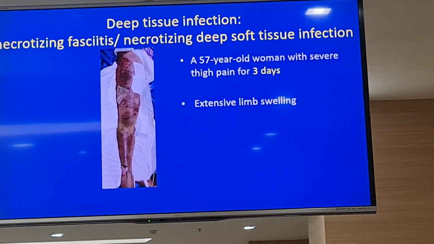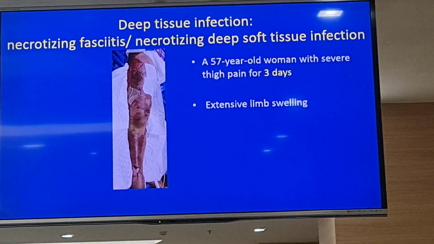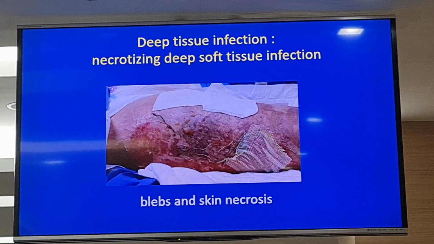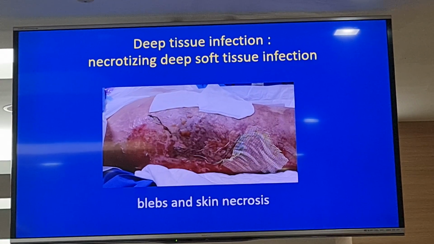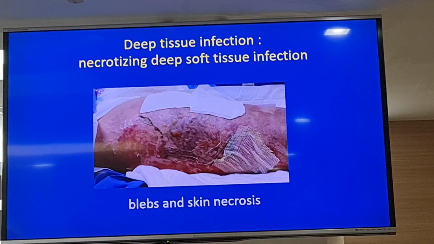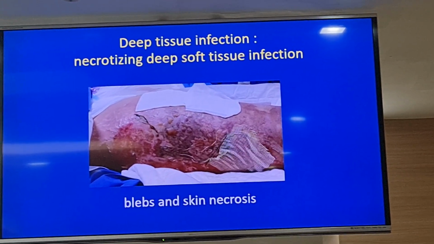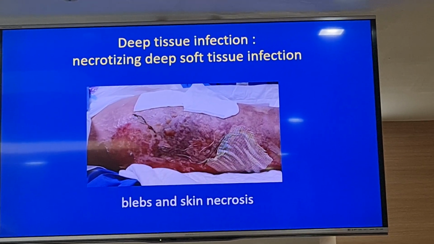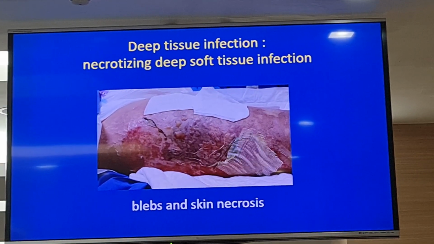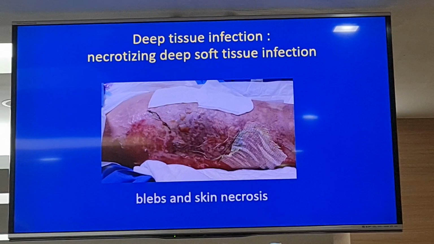So look at this leg. She is a lady who had high pain for 3 days and extensive limb swelling. When you look closely at the skin, you can see black skin necrosis. This means that the vascularity going to the skin surface has been cut by the infection. So this can lead to a very aggressive, life-threatening pattern.